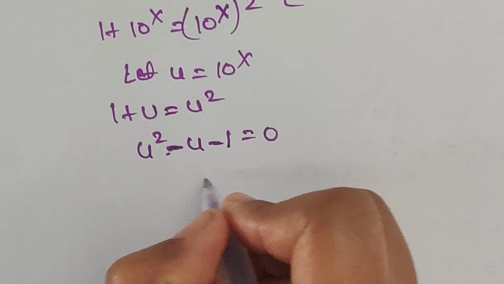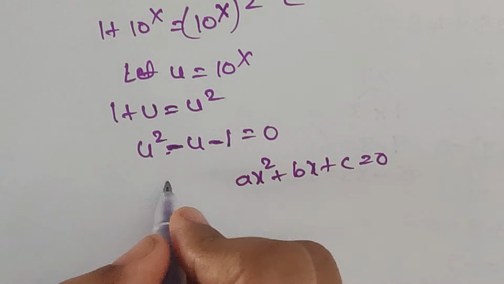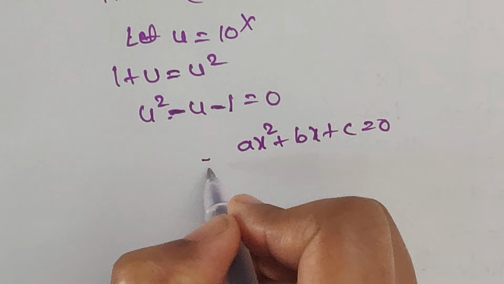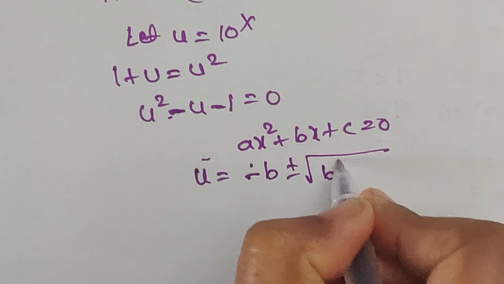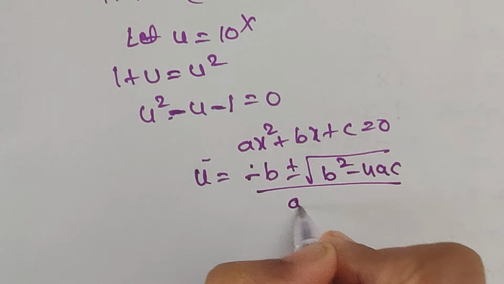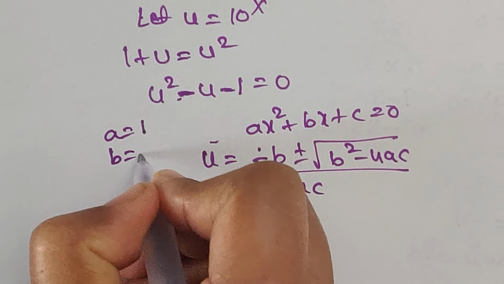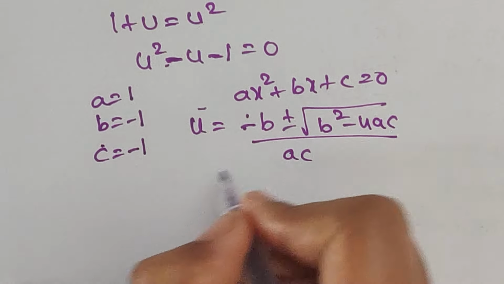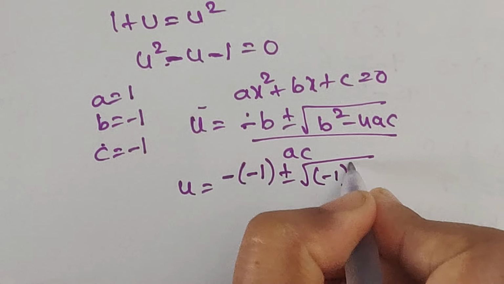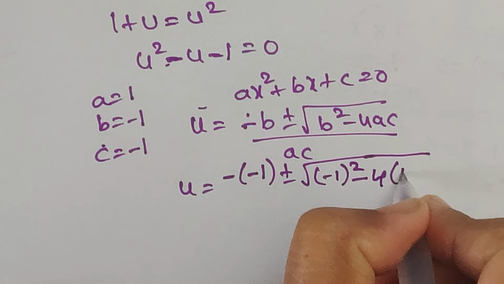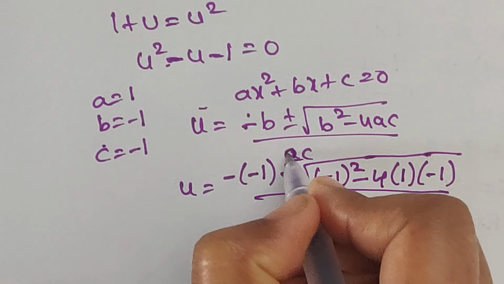So here this is in standard form, ax square plus bx plus c equals 0. So we can use the quadratic formula here. So that is u equals minus b plus or minus square root of b square minus 4ac divided by 2a. So write the values of a, b, c: a equal 1 and b equal minus 1 and c equal minus 1.